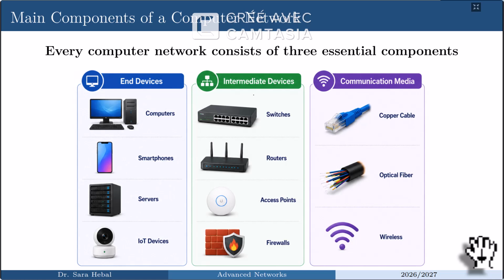In the second category, we have the communication media, which provide the physical or wireless path used to transport data between devices, such as copper cables, optical fiber cables, and even wireless communication. Finally, intermediate devices such as switches, routers, access points, and firewalls are responsible for forwarding, controlling, and protecting network traffic. Together, these three categories form the infrastructure of every modern computer network.